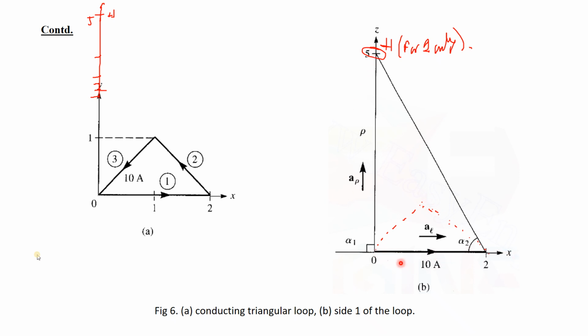Now you can see, since the current is flowing in this direction, if you put your thumb in the direction of the current, the magnetic field lines will be circling like this, isn't it? So now tell me, at this point, suppose this is point P, will you have a dot sign or a cross sign? Which one? Dot or cross?